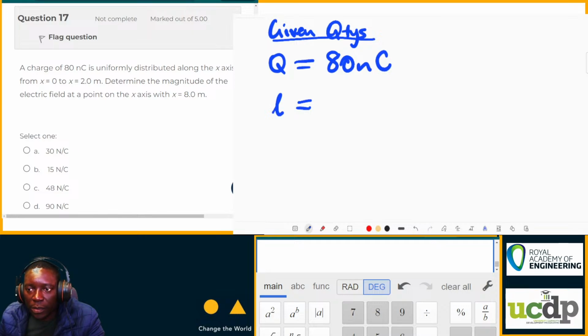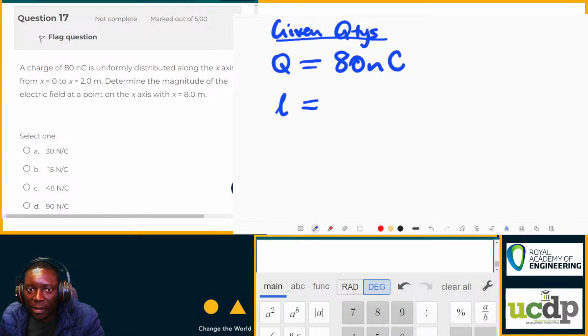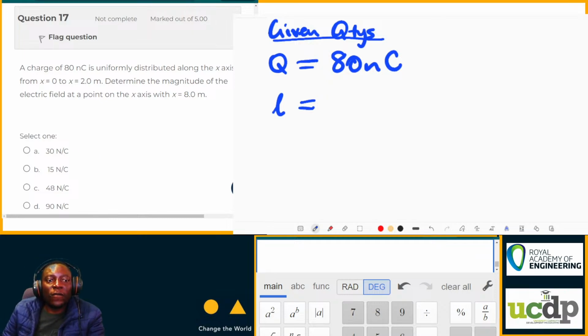Anyone? That's how many meters? Sorry, I heard someone speak. What was that? From x equals 0 to x equals 2. So the distribution of charge is from x equals 0 to x equals 2 meters. So that means our L is, that should be simple, guys. 2 meters, thank you. It's 2 meters. So we have a 2 meter length of our distribution of charge in this case.